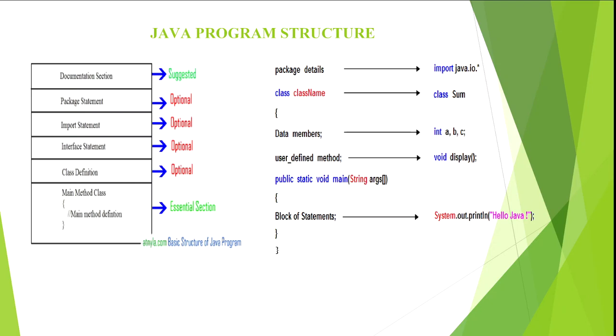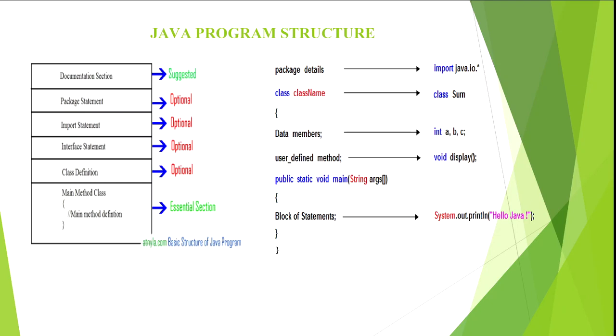The next section is the interface statement. An interface is like a class but includes a group of method declarations. It is optional and it is used only when we wish to implement the feature of multiple inheritance in a program. The next section is class definition. The Java program may contain more than one class. The number of classes used in a program depends on the complexity of the program.